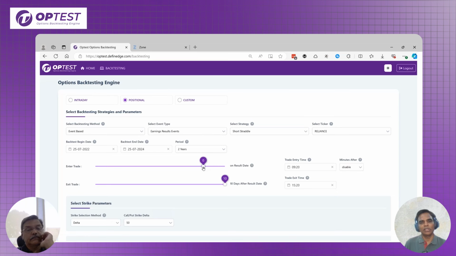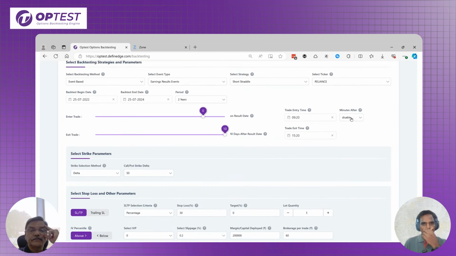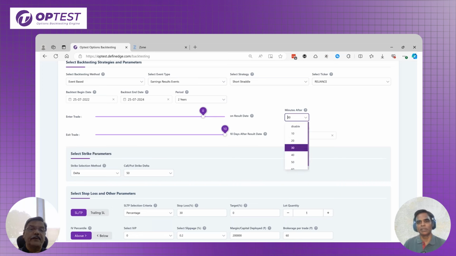And we can also check this with on result date. This might have some difference. So on result days, you get higher IVs. So here, for example, we can do one thing. We can enter just after 30 minutes. I'm not sure, do Reliance announce during market hours? No, typically after market. Reliance is mostly after market. So after market hour means it doesn't make sense. Then it will be 9:45. Is it?